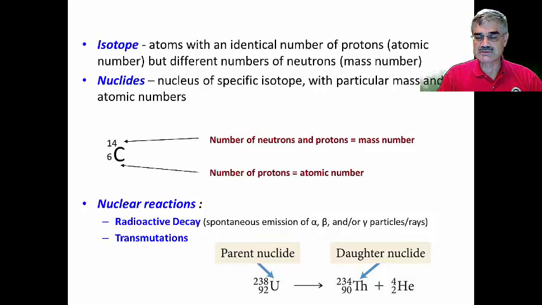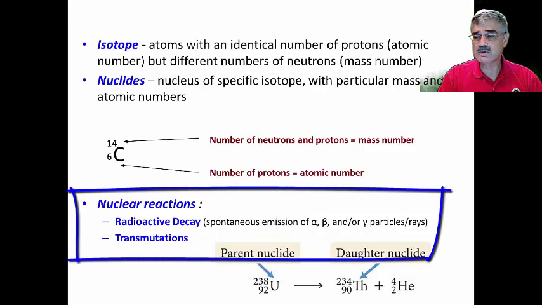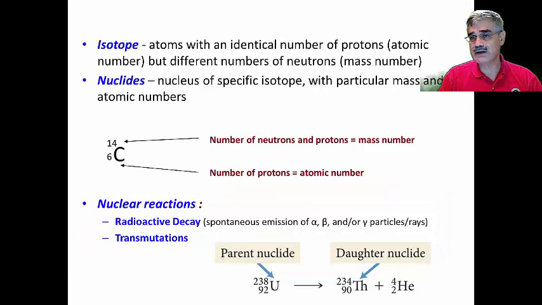Nuclear reactions, really we'll break these down into 2 categories. One is what we call a radioactive decay, which is a spontaneous reaction of a nuclide, in which it emits something called an alpha or beta or gamma particle or ray. And we'll talk about these in the next slide. An alpha, beta, or gamma. A spontaneous emission of one of these particles or rays.